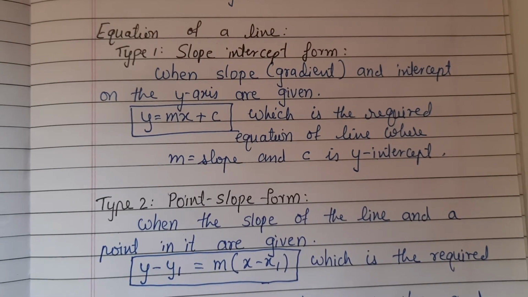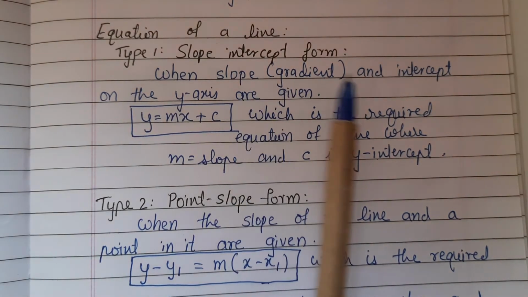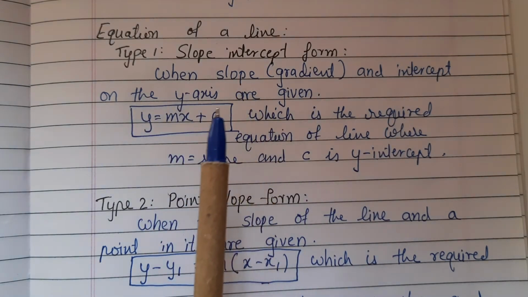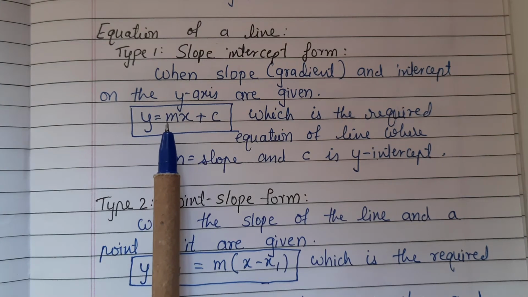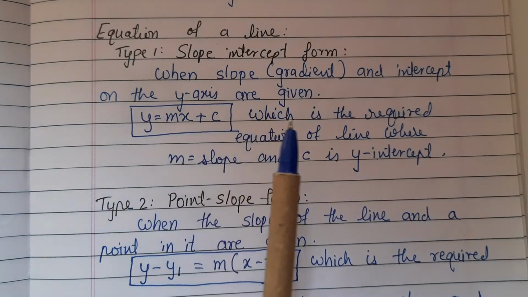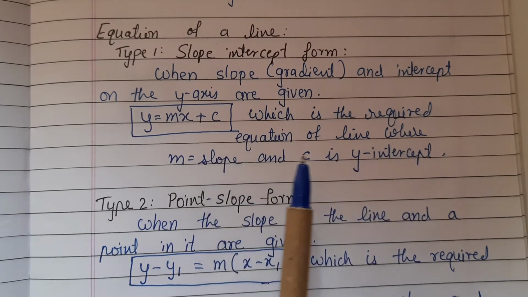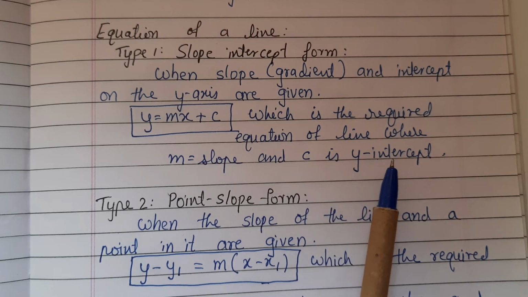Equation of a line. Type 1, slope-intercept form. When the slope and the intercept on the y-axis are given, the equation of the line is y equal to mx plus c, which is the required equation of the line, where m equal to slope and c is the y-intercept.